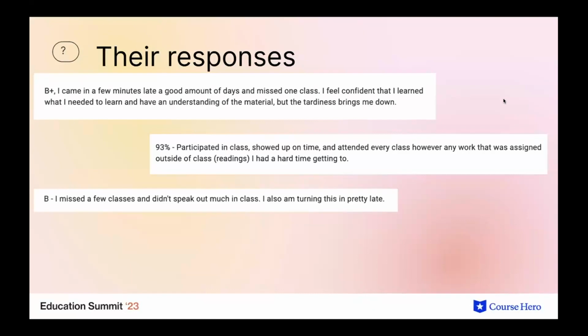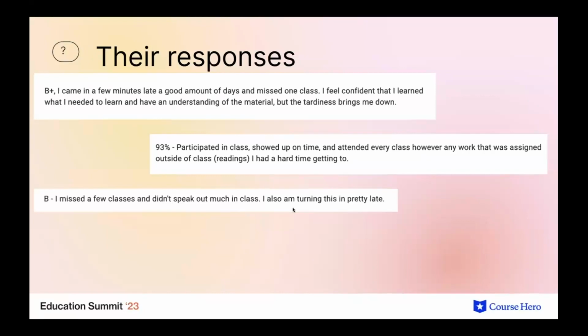I don't know. So this is all kind of important for us to think about how to get there. And then this person gave themselves a B. I missed a few classes and didn't speak out much in class. I also am turning in this pretty late, meaning their feedback form. They were turning their feedback form in late. And so they were giving themselves a lower grade for that.